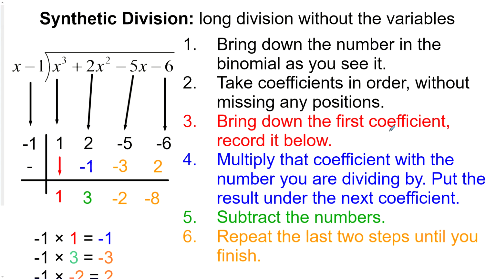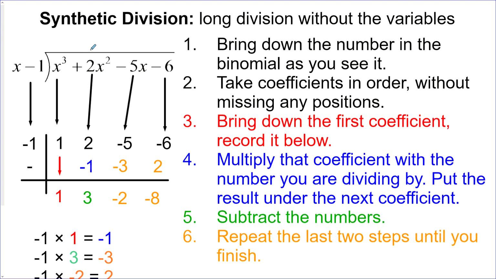Next, bring down the first coefficient, record it below. That's because for the first part, what times x gives me this number right here. So whatever this number is, that's the first part of my answer, and it will always be that. So for the first part, we can just take this number and bring it down, and there's the first part of my answer.